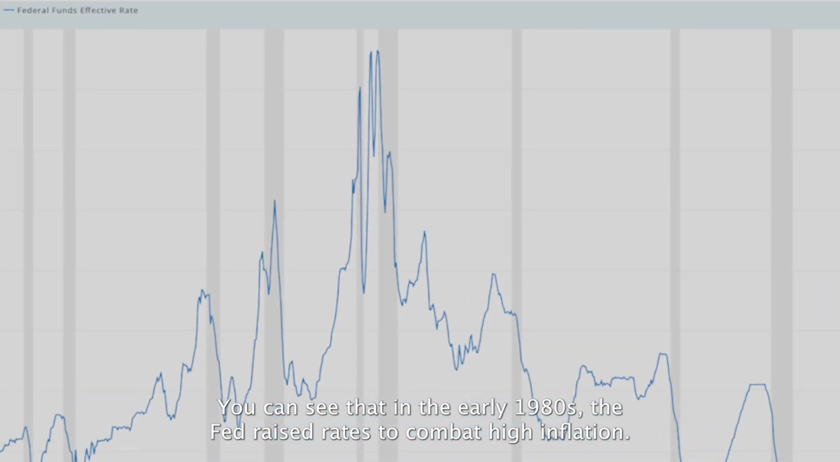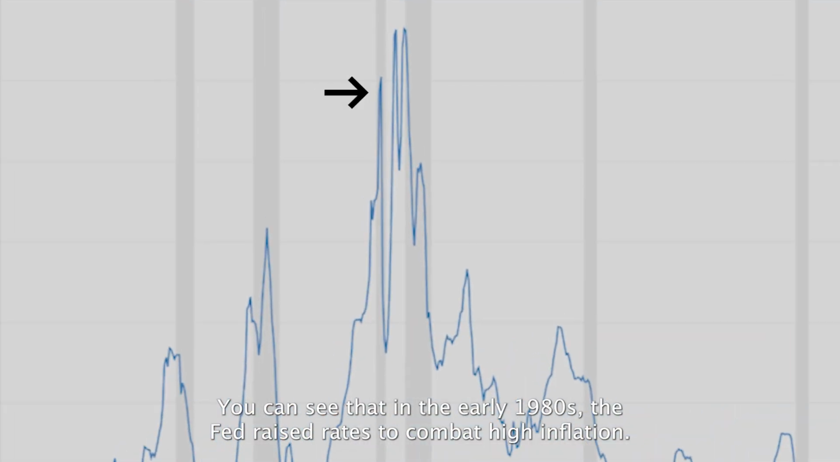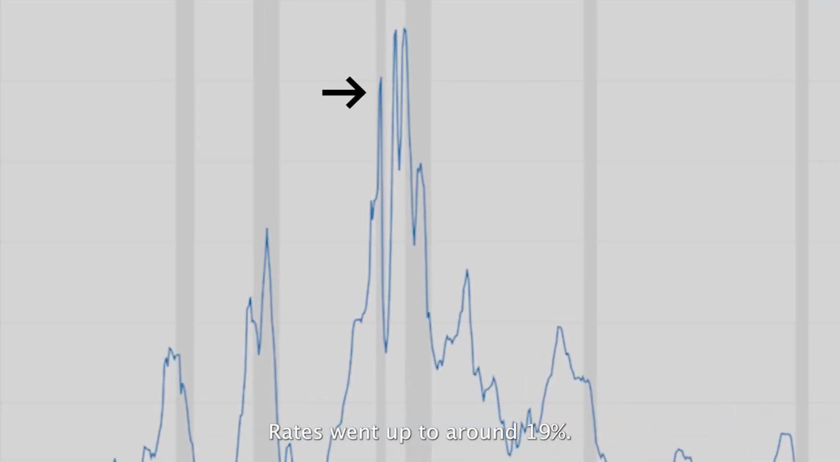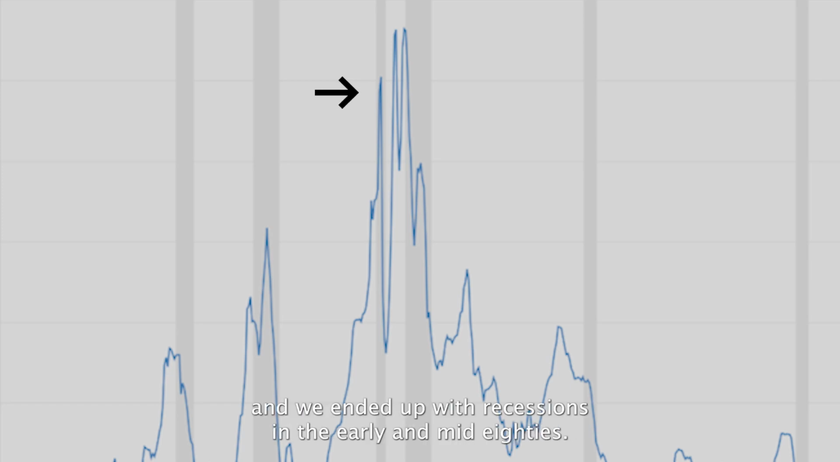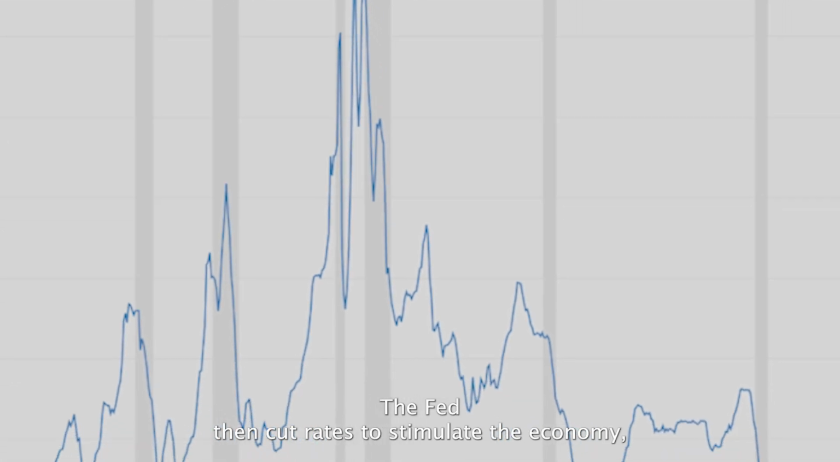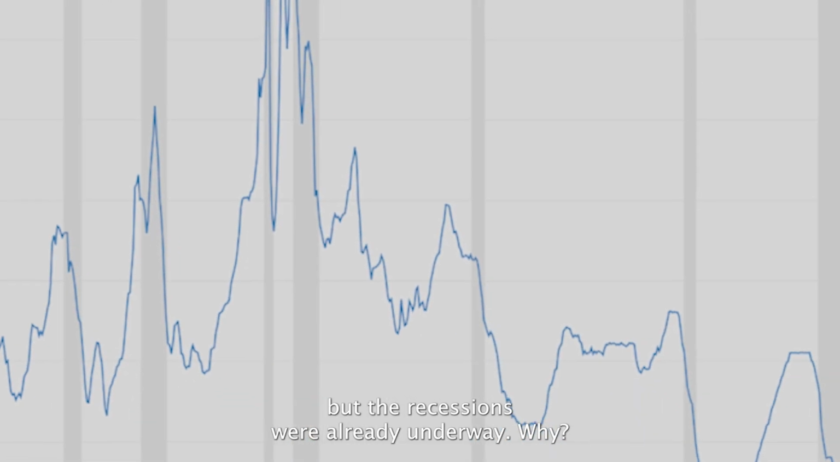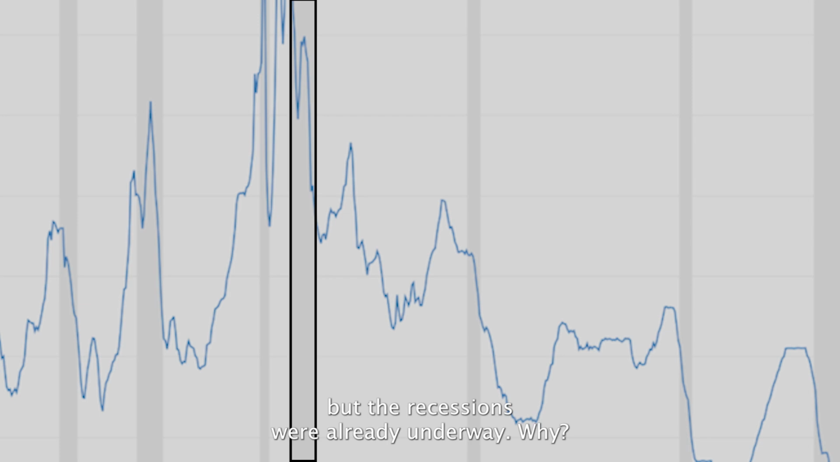You can see that in the early 1980s, the Fed raised rates to combat high inflation. Rates went up to around 19%. This slowed the economy down, and we ended up with recessions in the early and mid 80s. The Fed then cut rates to stimulate the economy, but the recessions were already underway. Why? Because the real effects of the 19% interest rates were realized the year after it happened.